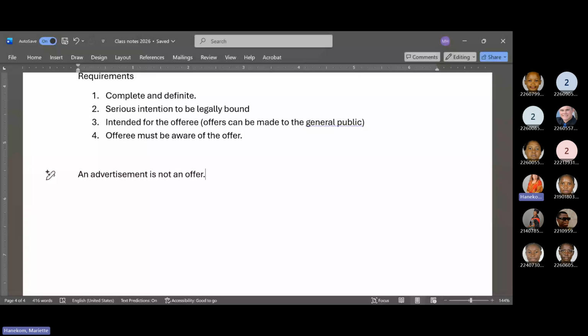I cannot offer my car to Celine for $300,000, and when she says, yes, I'll buy it, I tell her, no, well, actually, I want $400,000. The offeror is bound to his or her offer. And now the question will arise, what about an advertisement?